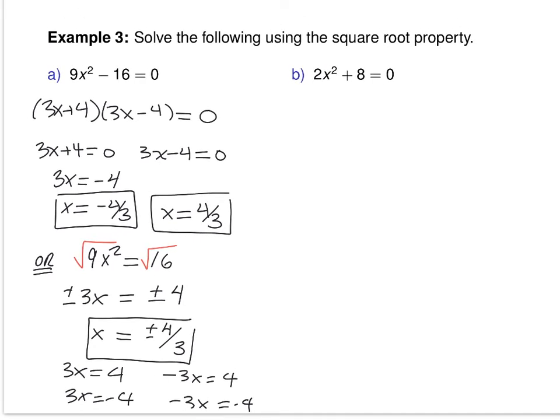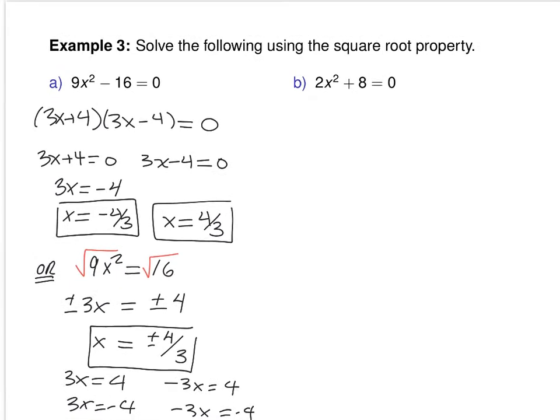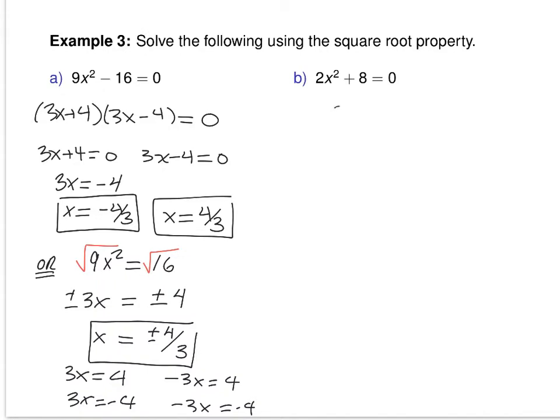All right, now how about part B? Part B is going to be a little bit funky. 2x squared plus 8 doesn't factor, does it? Other than a 2 comes out of it, right? So let's move the 8 over. We get 2x squared equals negative 8. And before we square root, can we divide by 2? Yeah, okay. So x squared equals negative 4. Great.